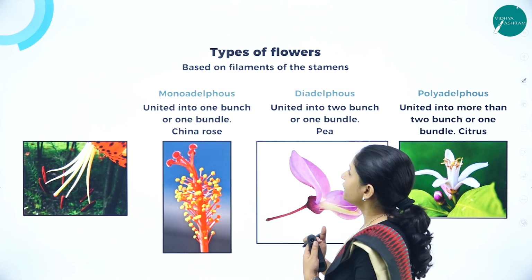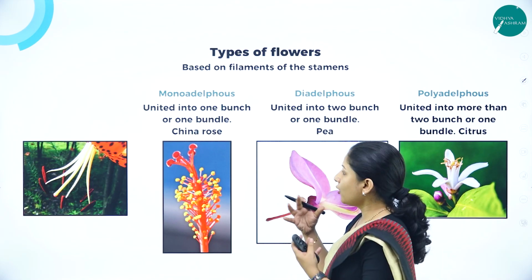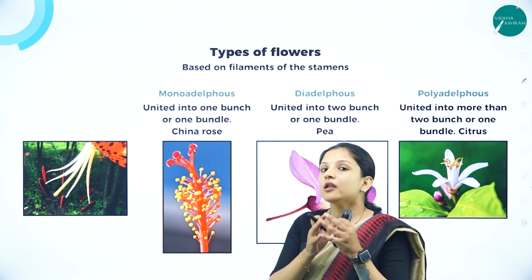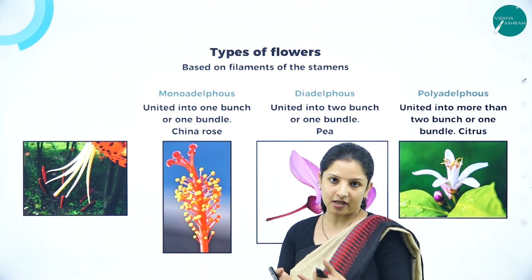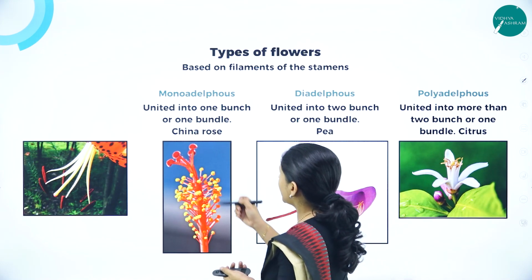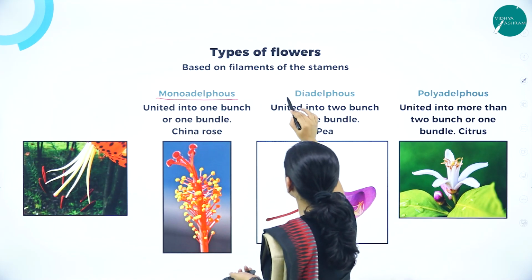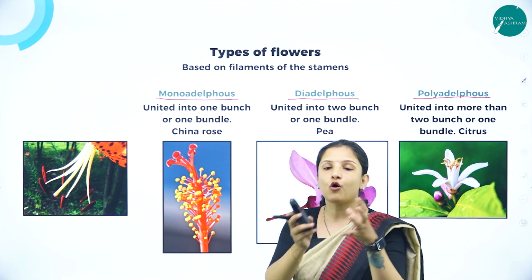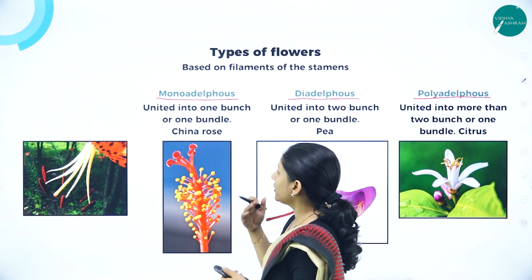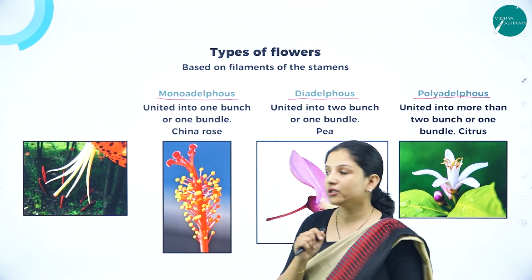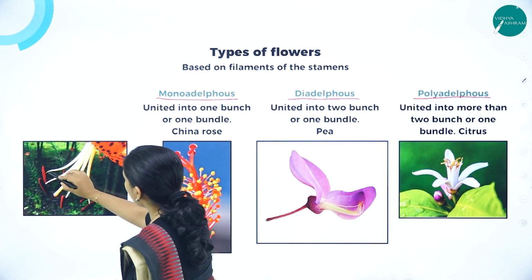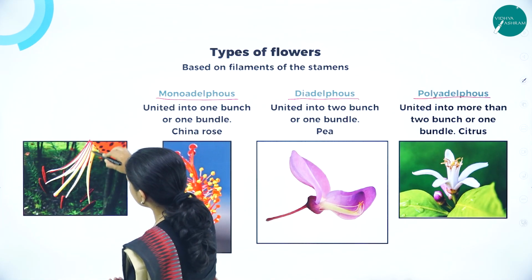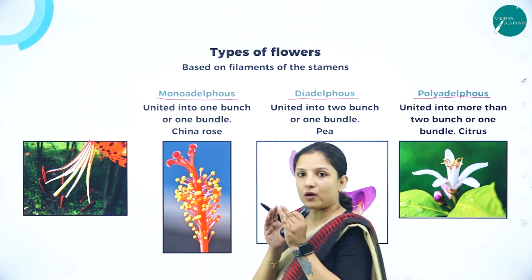Next, based on the filaments of the stamens, like how are the stamens arranged, in how many groups or bundles they are arranged. Based on that, the flowers can be called monadelphous, diadelphous and polyadelphous. Adelphous means to adhere, to form groups. So monoadelphous means they are united in only one bunch. If you can see here, all the stamens come and meet at a particular point forming just one bunch. It is just one bunch.